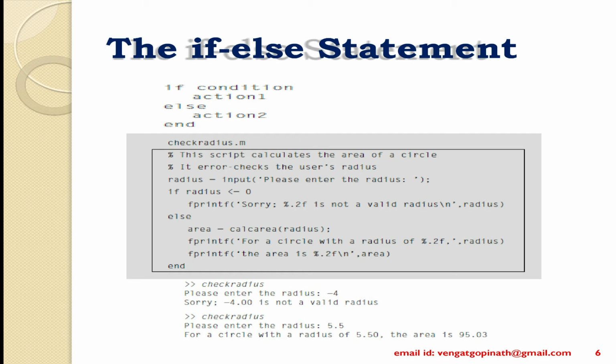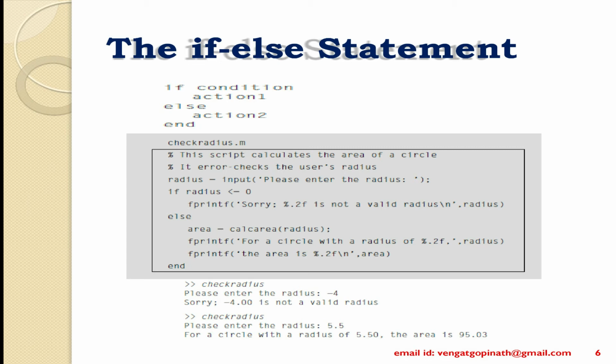If it is true, then the set of statements designated as action 1 is executed, and that is it for the if-else statement. If instead the condition is false, the second set of statements, designated as action 2, is executed. The first set of statements is called the action of the if clause. It will be executed if the expression is true.